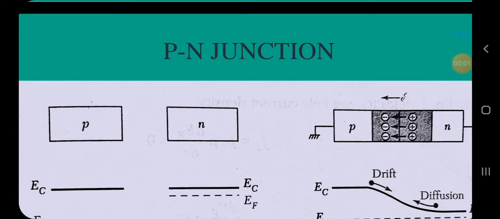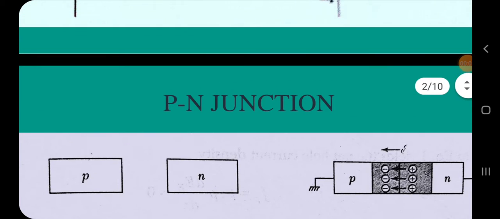Good morning. Today we discuss the PN junction. What is a PN junction? What is the thermal equilibrium condition? What is the band diagram, etc.? So first of all, we discuss what is the thermal equilibrium condition for a PN junction.